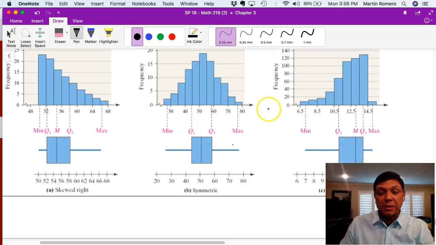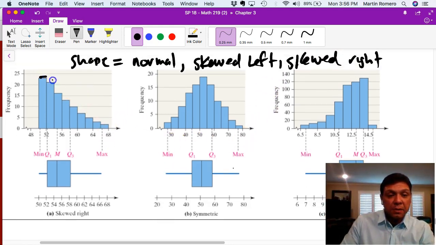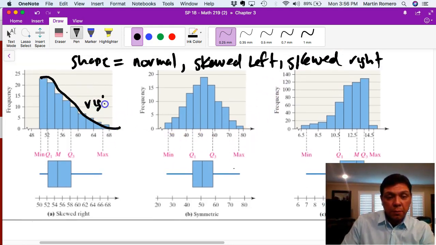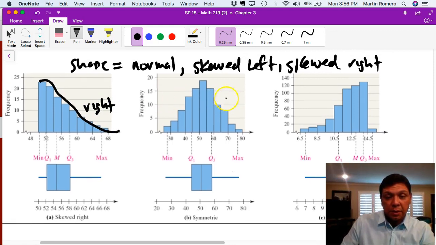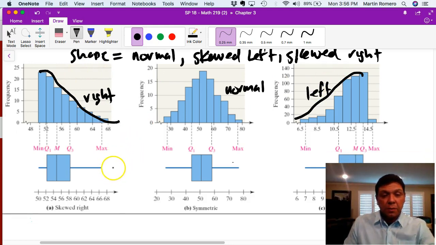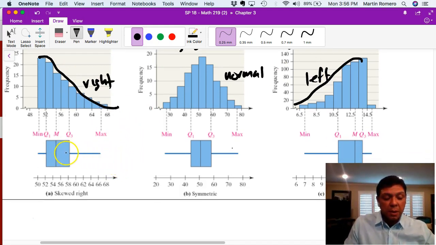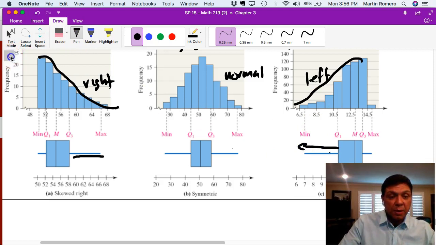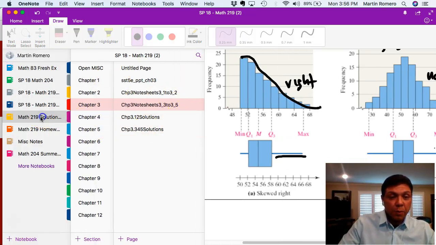But in this case, here are 3 examples from our notes again. This is skewed to the right. This one here we would call normal, and this one here is skewed to the left, based on where the tail is. Looking at these pictures, there's a longer tail. The whisker is longer here, so it's skewed right. The whisker is longer here, skewed left, which will allow us to answer those questions from the homework.